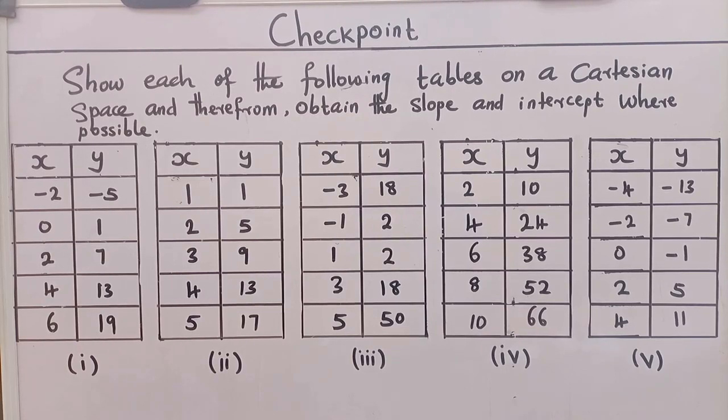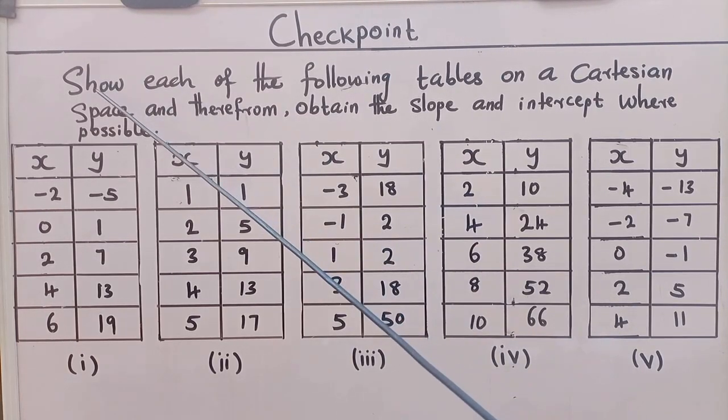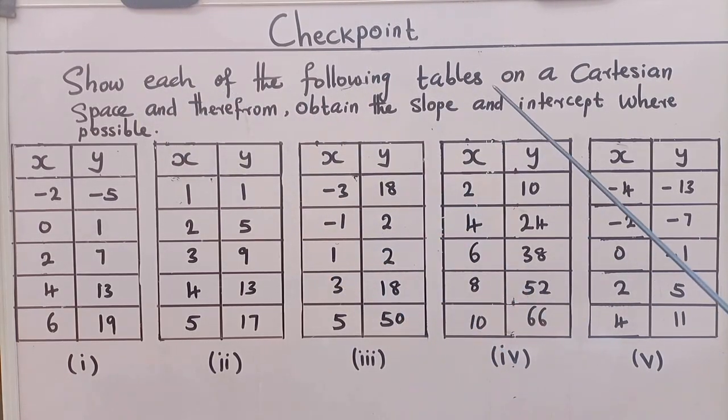Checkpoint. It says, show each of the following tables on a Cartesian space, and therefrom obtain the slope and intercept where possible. It is believed that this instruction is clear. Find the slope and find the intercept only where doing such is possible.